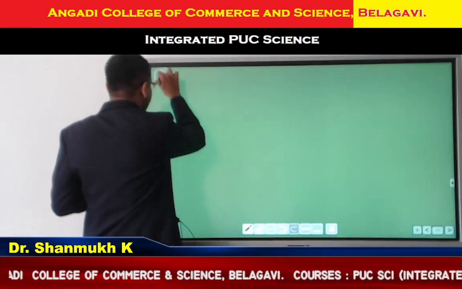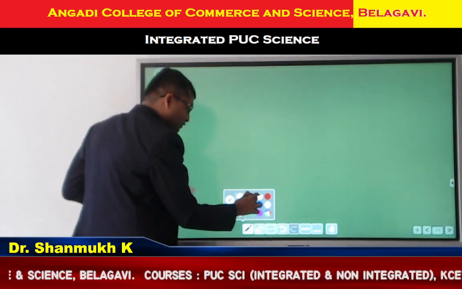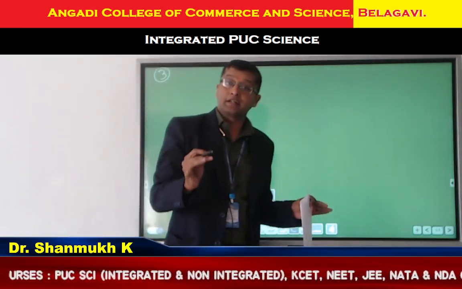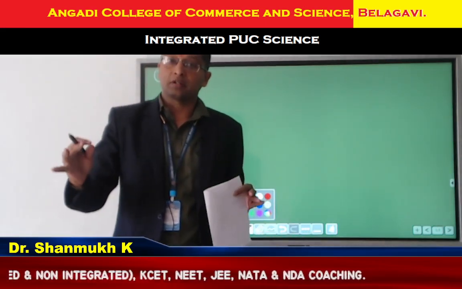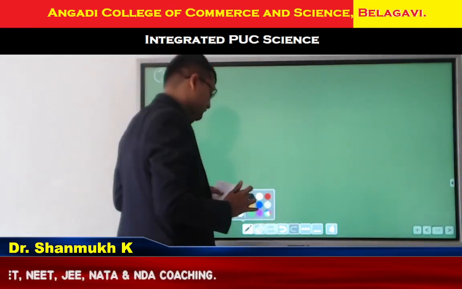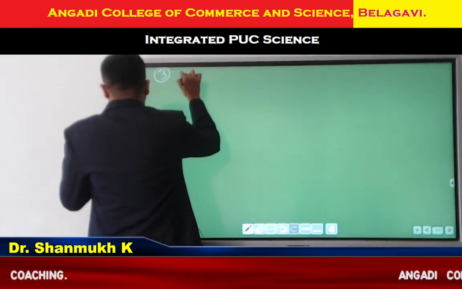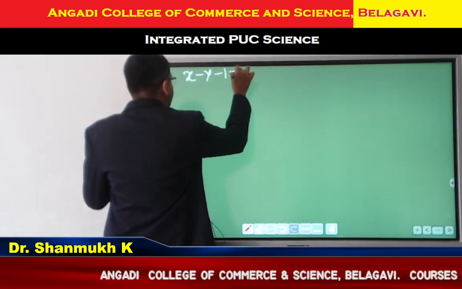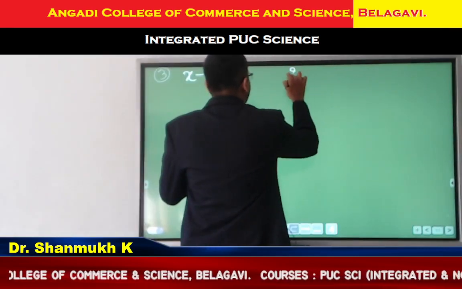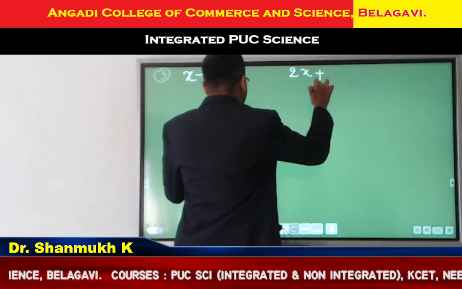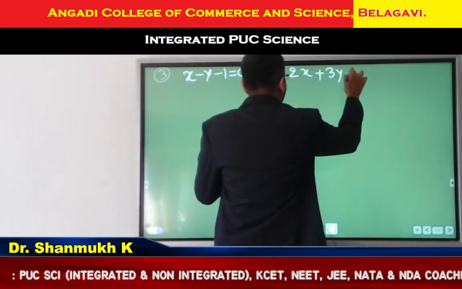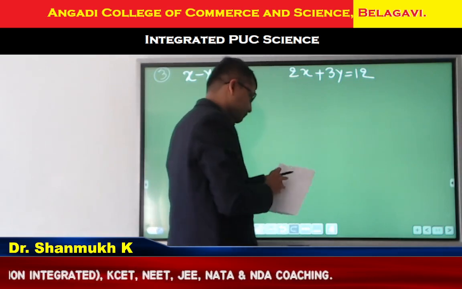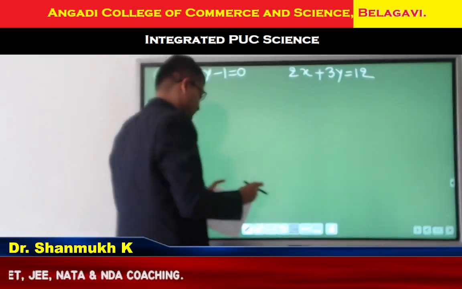Example number 3. The statement is: solve the following system of linear equations by graphical method. The first equation is x minus y minus 1 equal to 0, and the second equation is 2x plus 3y equal to 12. So these are the equations.